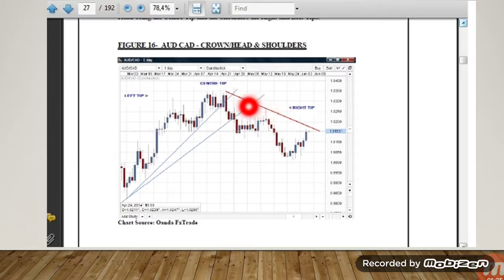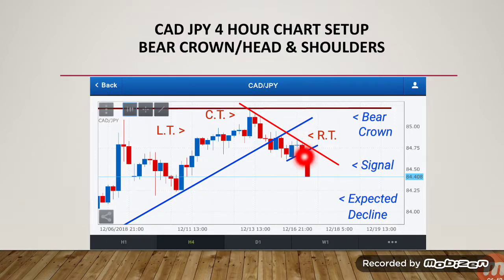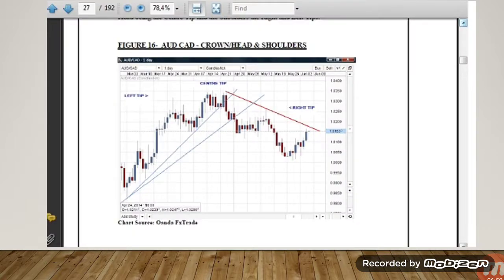Now, in most cases, it will form a setup which represents the first setup as part of the new trend direction, which is known as the right tip. And then once that setup is broken with a bearish candlestick formation, which is the case that you see here, it will indicate the start of the movement bearish and provide us with trading opportunities to take advantage of this new trend direction.